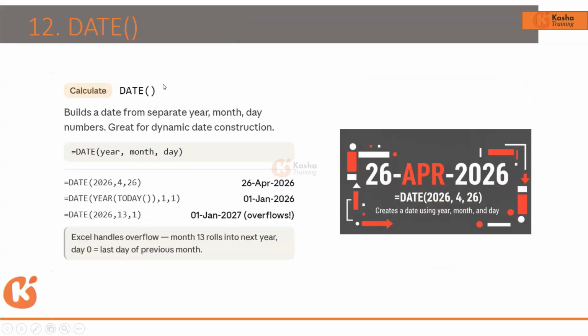And then you can see you have DATE, where you are calculating a specific date. So here you have given date, year, month, and day. Then you have given 1 and 1. So you can see 1st of January 2026. Then here you can see you have given 2026, 13, and then you have given 1. So it is calculated as the first of January. Why? Excel has enhanced overflow: 13th month rolls to the next year. Okay, so it has taken the next year. So like this, you can see, team.